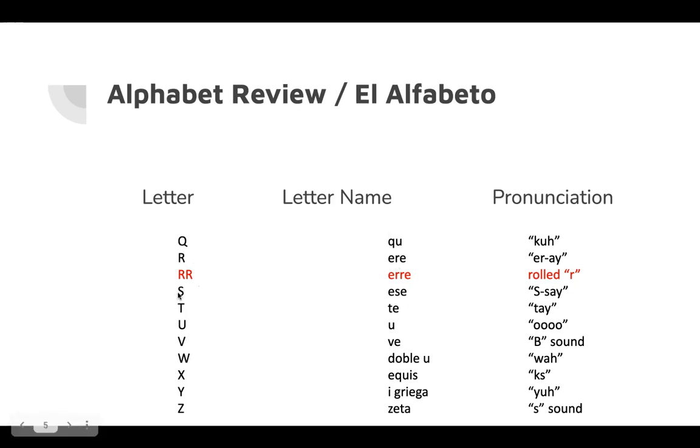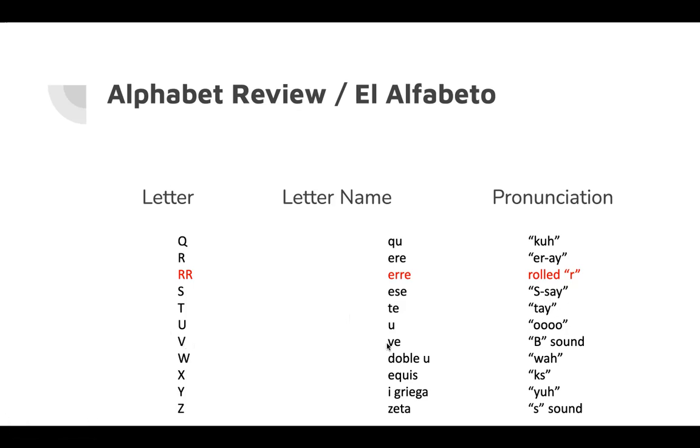So the next letter is S, and the letter name is esse. Then there's T, and that's TE, pronounced te. The letter U, the letter name is U, and it's an oo sound.